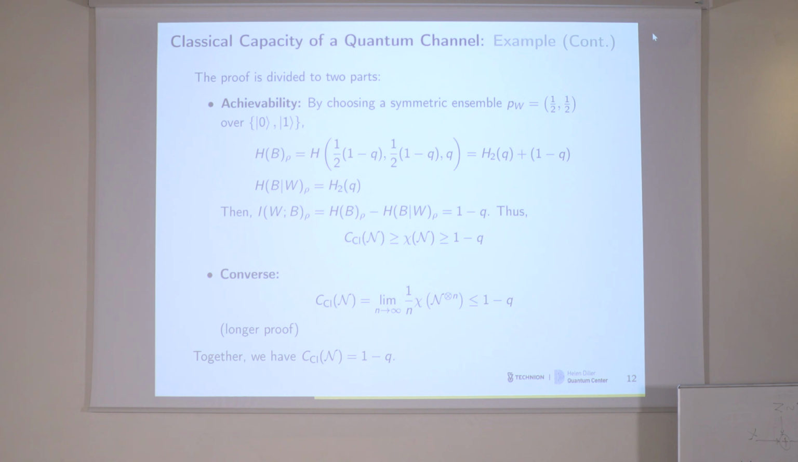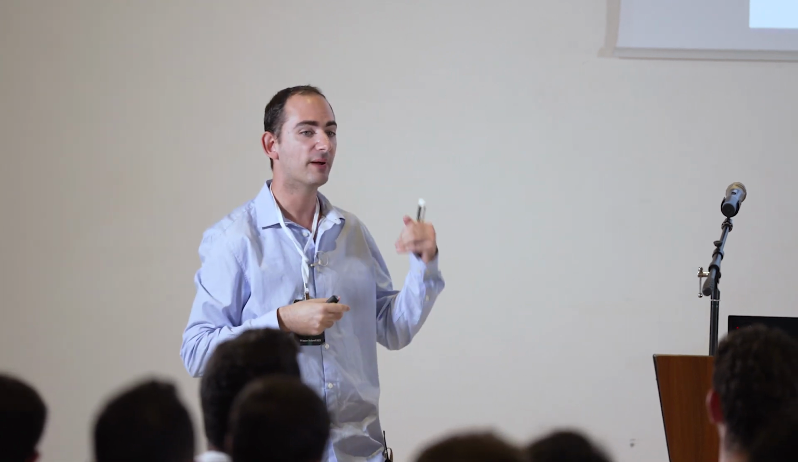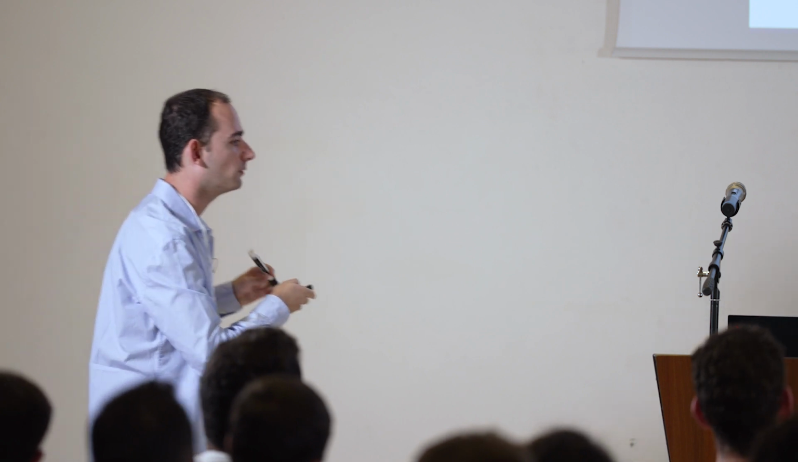So if I combine this lower bound and the upper bound, I deduce that the capacity is equal to exactly 1 minus q. The lower bound is called the achievability part because I showed that it is possible to communicate at this rate. And the upper bound is called the converse result, a negative result. We cannot do better than this. Okay, but together we get that this is the optimum.